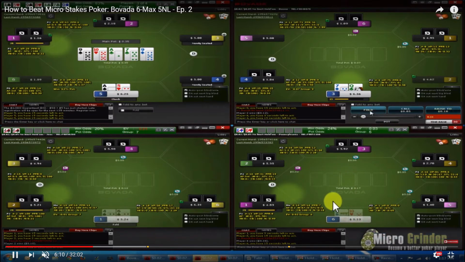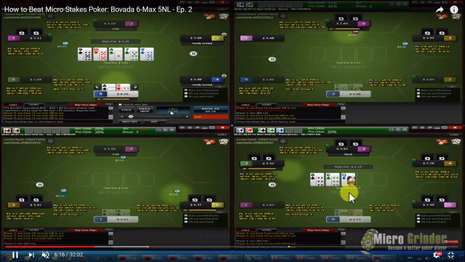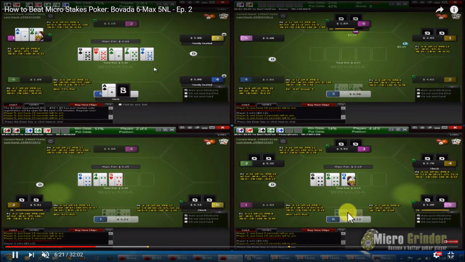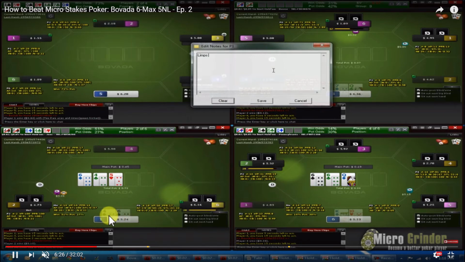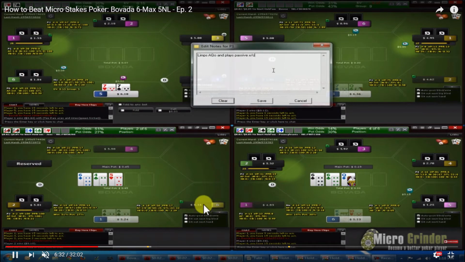King 10 off could potentially go into our overlimping range as well, seeing how this table limped around and we're in the cutoff. So I don't mind overlimping that either. Could potentially play 4-6. I believe he opened raise. We could potentially 3-bet that hand, but it's fine as a fold.